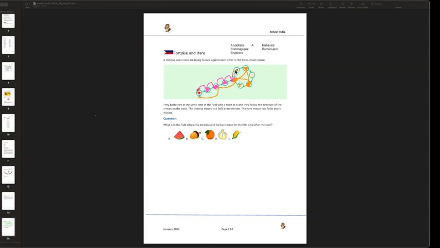So then they end up meeting over here, because the hare moves to here again since it's completed its first circle, and the tortoise moves to here. So this tile is the orange tile. That's why the correct answer is C, orange. Is everybody understanding so far?